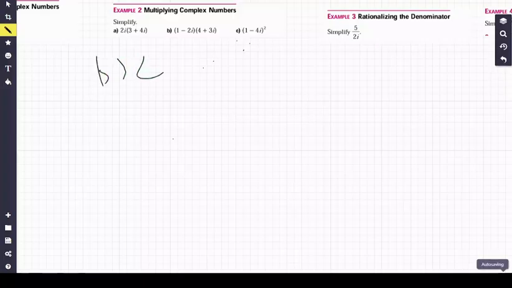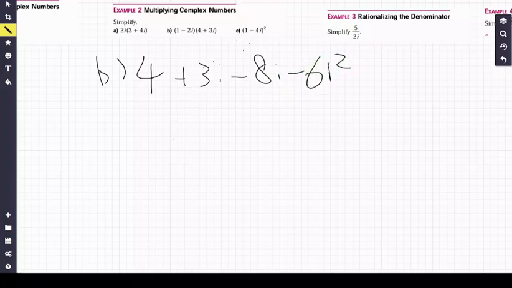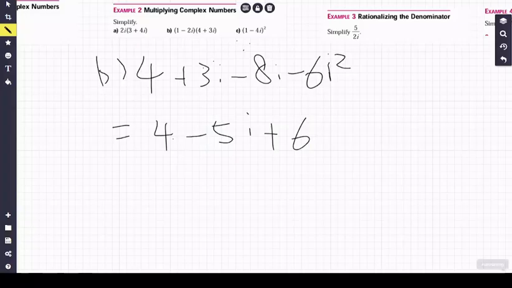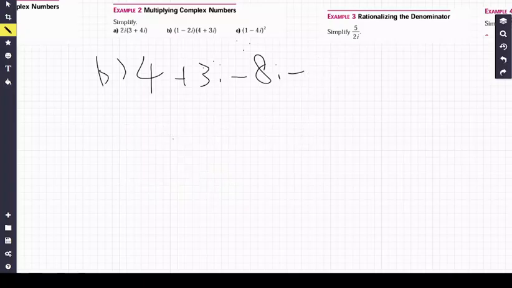So 1 times 4, that's 4, plus 3I, minus 8I, and then minus 6I squared. So now you're going to go ahead and say 4 minus 5I plus 6, because this was -1. So -1, the negative cancels out. So this is going to be 10 minus 5I. Imaginary part at last and the real part at the front.